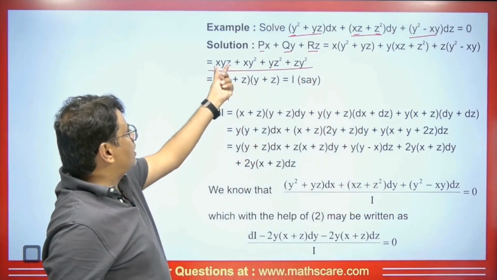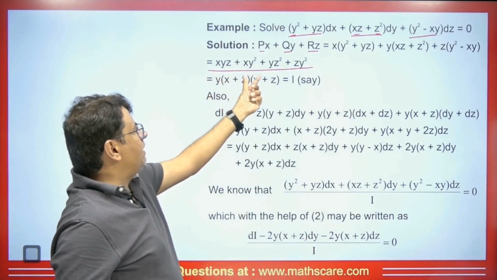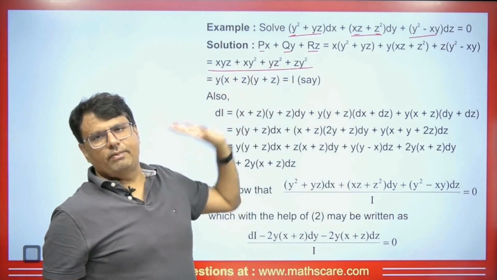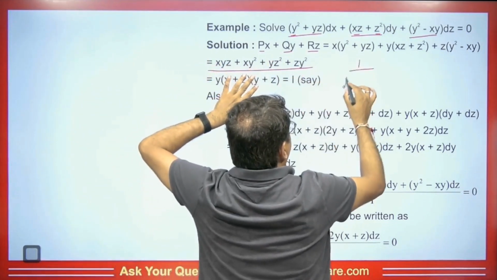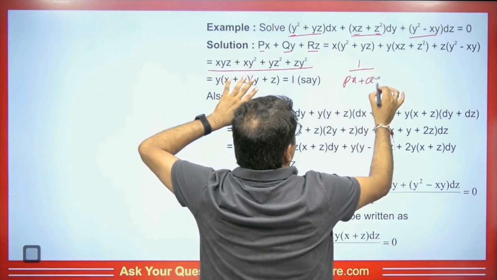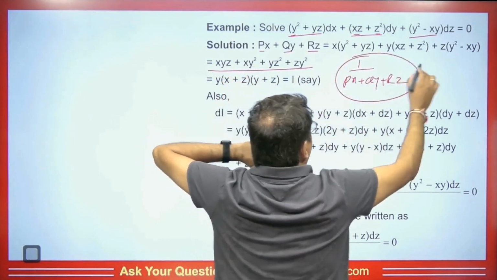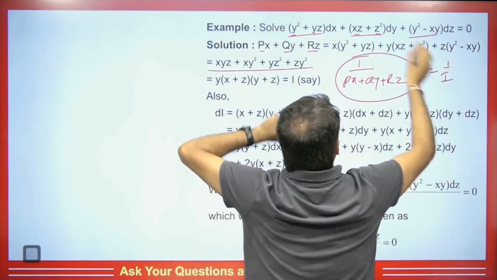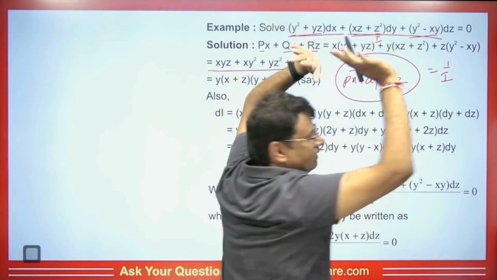Now we will factorize this equation a bit here, right? And then we will get y into x plus z into y plus z. Am I right? We will consider this as I. I told you, if in case we don't get 0, then we get 1 upon px plus qy plus rz as the integrating factor, and we consider it as I here. This means we will multiply this by 1 upon I. In other way, we can say that we will divide this by I, right?